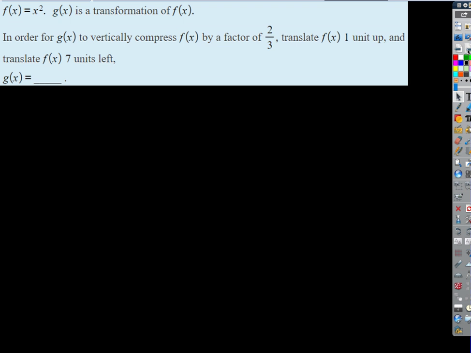Okay, last one. We're going to do a couple things to this one. So we're starting off with an x squared function. Okay, first step, vertically compressed by 2/3. What do I do? Multiply outside by 2/3. Multiply out in front, right? Next step. So that's really telling us A, isn't it? That's telling us A equals 2/3.